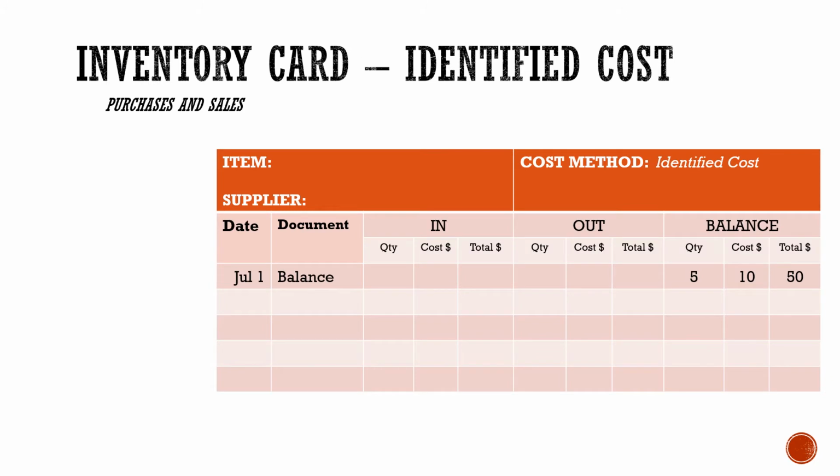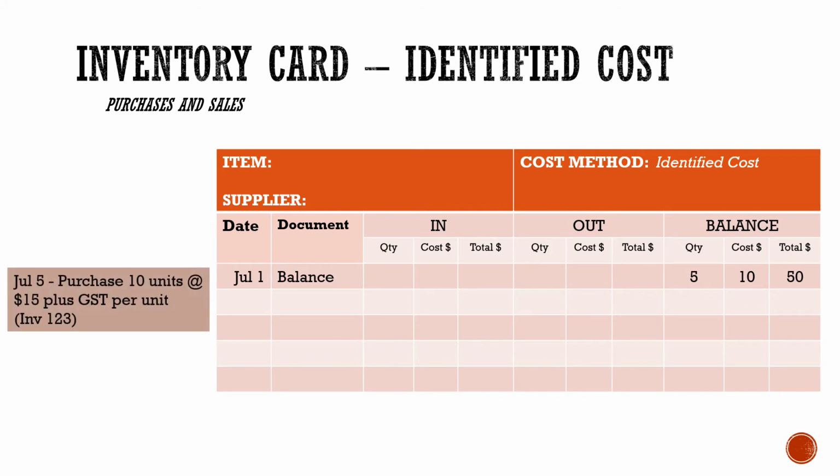Here we're going to use the identified cost method to record a purchase and sale of inventory. So we start off with a balance of 5 units at a cost price of $10 per unit. On the 5th of July, we purchased 10 units at a cost price of $15 plus GST per unit. So remember what I said earlier, that we're actually not purchasing a new type of inventory. We are still purchasing the same type of inventory. It's just that the cost of inventory has now increased to $15 per unit.